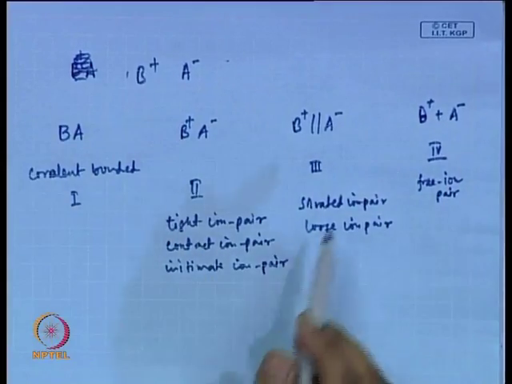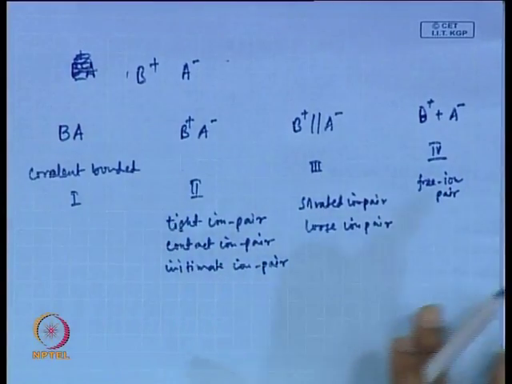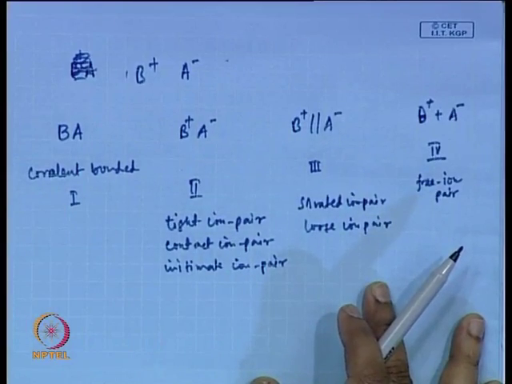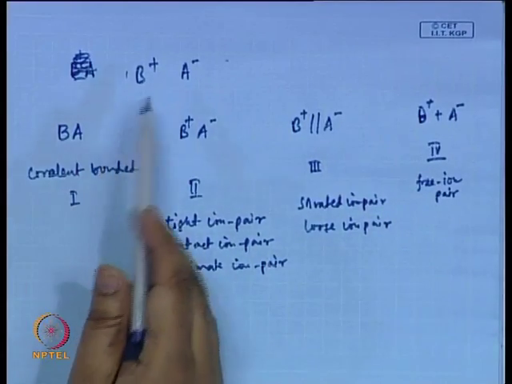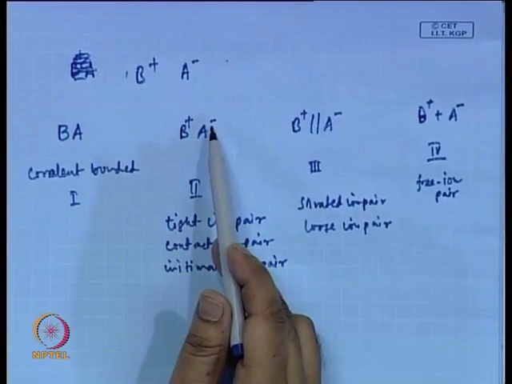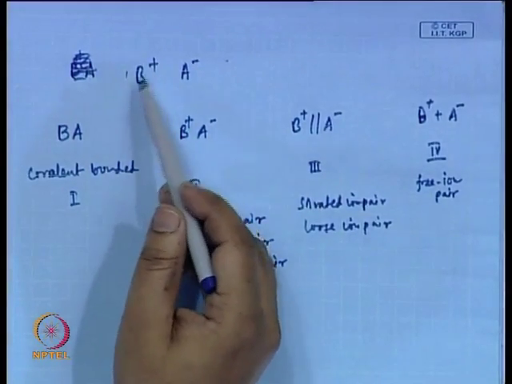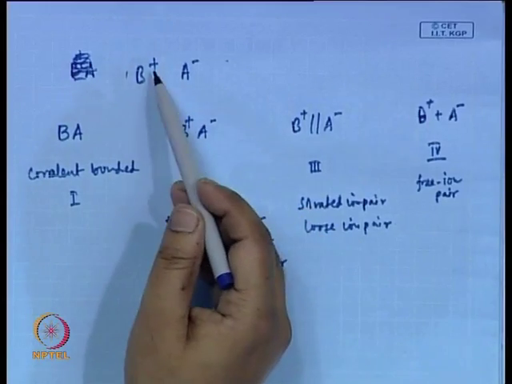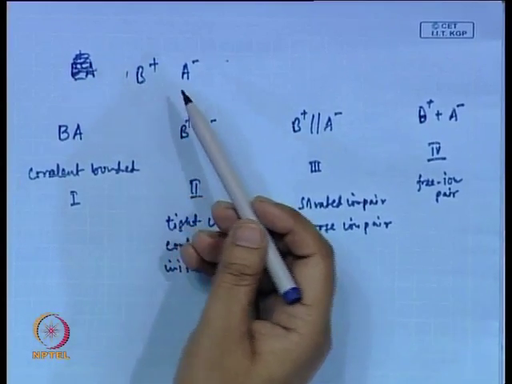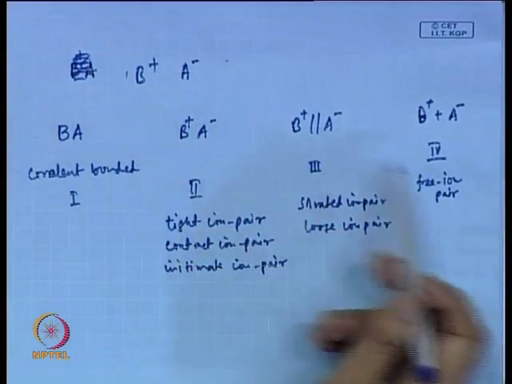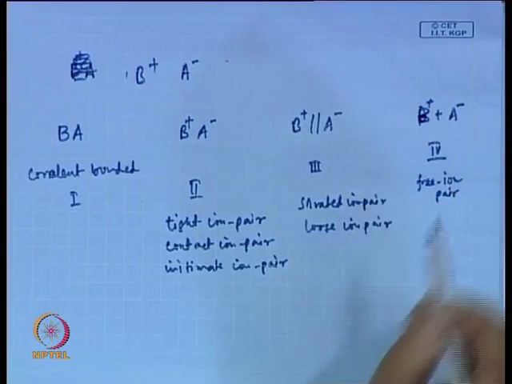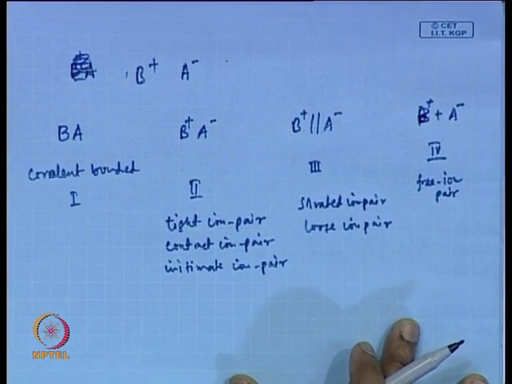Okay, so these are the possible association states between these two ionic species, depending on the polarity of the medium. These could be the 4 possible states. Now, we have given examples of cation and anion here, where the propagating species is B plus, as in cationic polymerization, but these 4 states can be true for anionic polymerization as well.